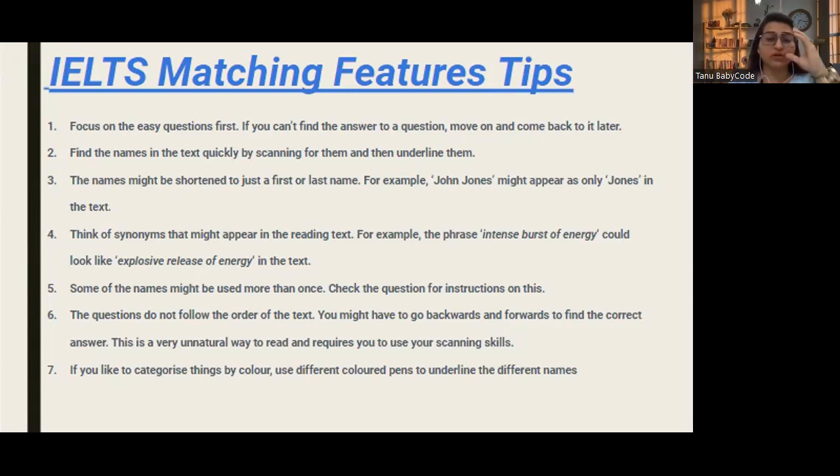Questions do not follow the order of the text. This is not true, false, not given. True, false, not given are in the same order, but here the questions do not follow the order of the text. You might have to go backward and forward to find the context, right? Because you will be reading the list of names, the list of statements, and then you go back to the paragraph to find the answer, and then you have to go back again to check your answer, right? So there comes a backward and forward thing. You have to locate the correct answer.